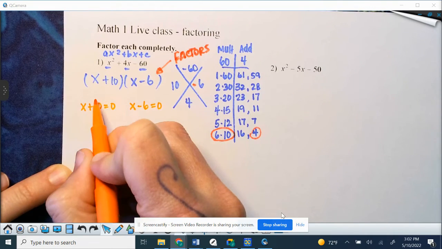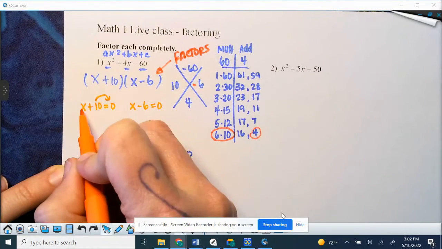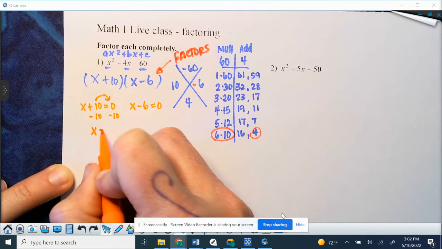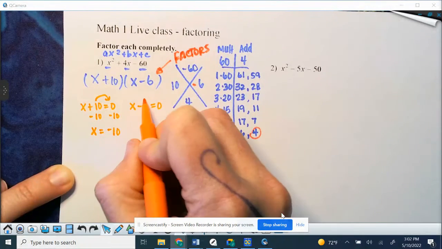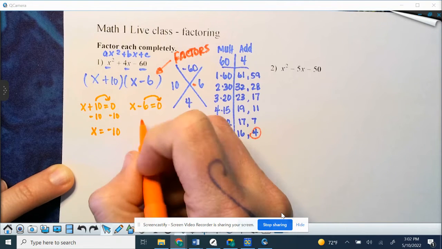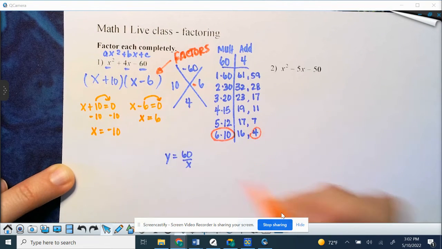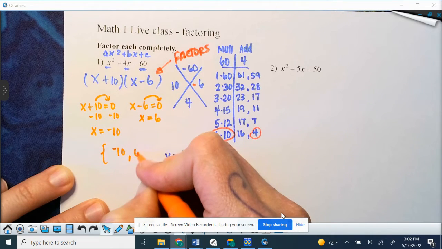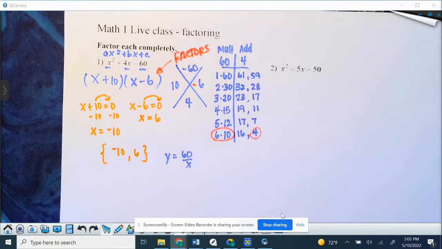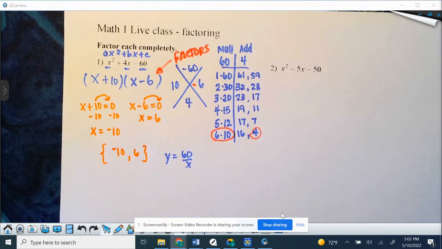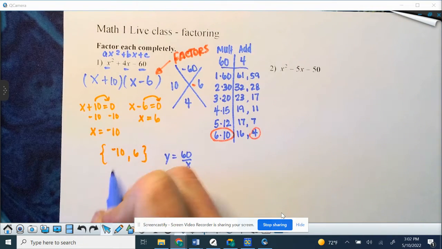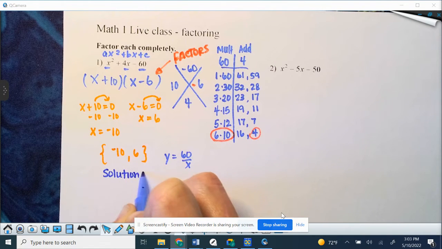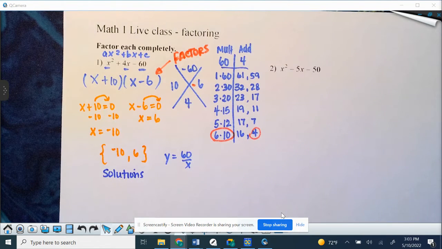So we need to move the 10 over to get it away from that x, and it's positive. So we're going to subtract 10 from both sides. So x equals negative 10. We're going to move that 6. It's a negative, so we're going to add. So it's going to be x equals positive 6. So the solutions are negative 10 and positive 6. So factors are x plus 10, x minus 6. And then solutions are negative 10 and positive 6.